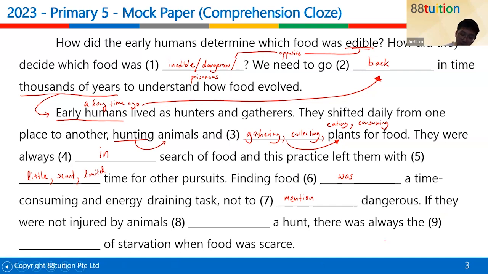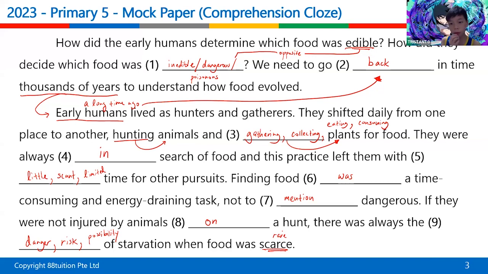If they were not injured by animals, so you might be injured by animals on a hunt. If you were not injured by animals on a hunt, there was always the danger of starvation, or you can say there was always the risk of starvation. If you don't want it to be a negative possibility, you can just put the word possibility by itself. I will accept this as an answer as well. There was always the possibility of starvation when food was scarce. Scarce meaning rare, right? It's really tough to find.